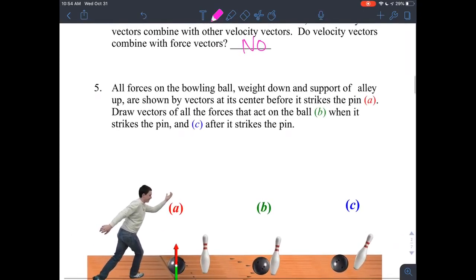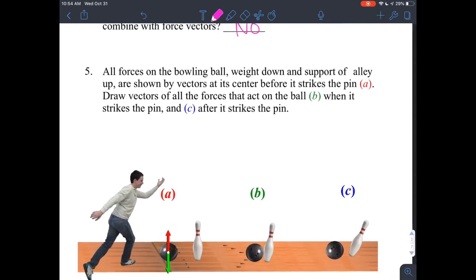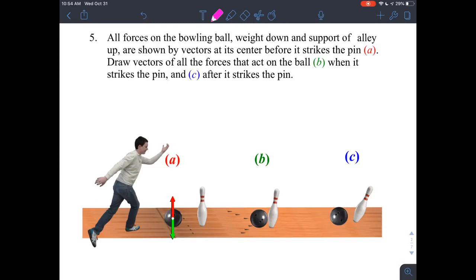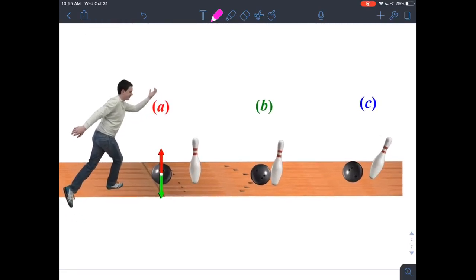All forces on the bowling ball, weight down and support of the alley up, are shown by vectors at its center before it strikes the pin. So we're going to draw the vectors for all the forces on the ball, when it strikes the pin and after it strikes the pin. So when it's striking the pin, we definitely still have our weight pulling down. We definitely have our alley pushing up.